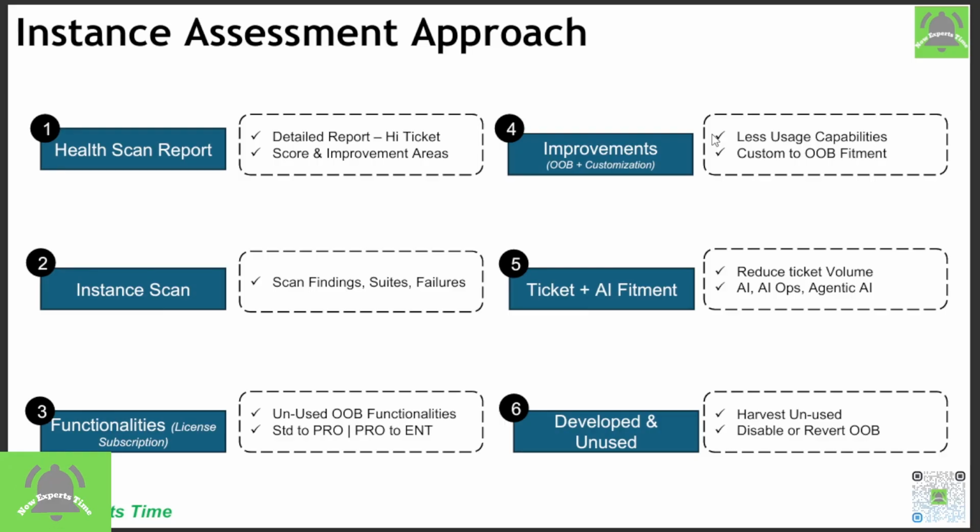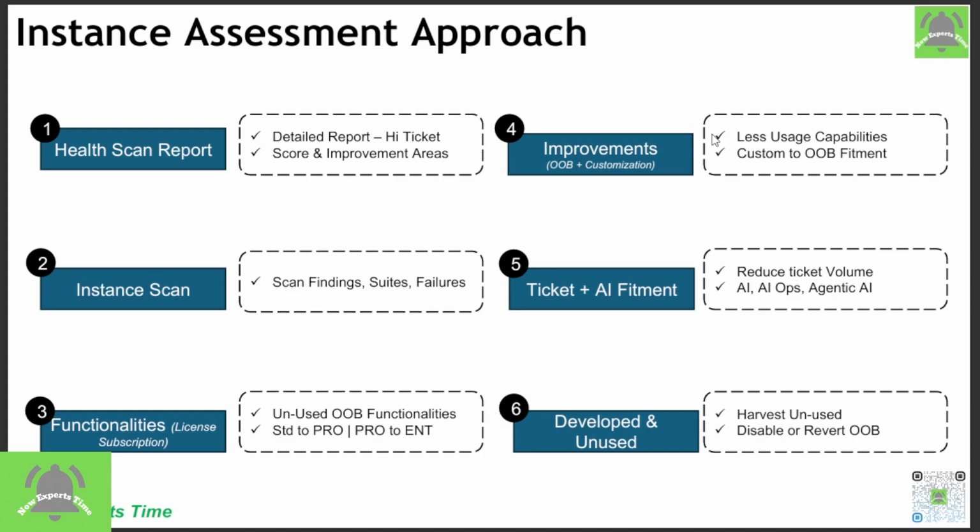Moving to the sixth point, developed and unused. Something is developed but not used, or developed but not fulfilled or completed. For example, 10 use cases were developed but only 5 are used and the remaining 5 are not used, or there are 10 use cases in the problem statement but only 5 are developed and 5 are not. Those types of items we need to identify in the sixth point. So harvest the unused: what is already developed but not used. Why is it sitting in the platform? We need to identify it, showcase it and harvest it.